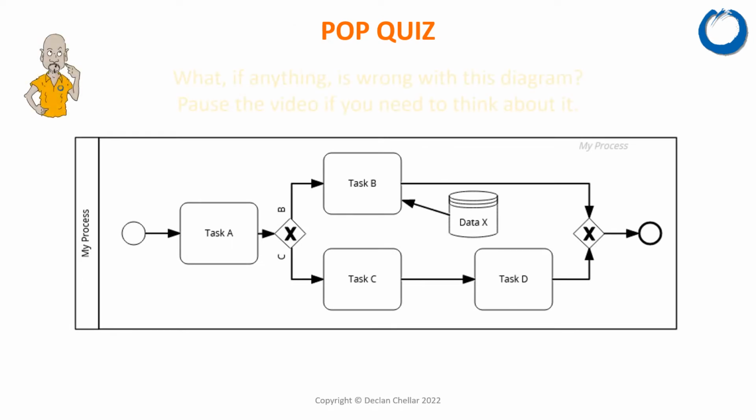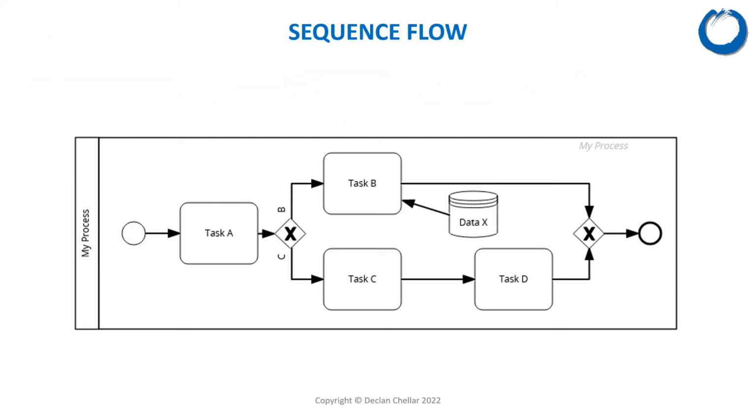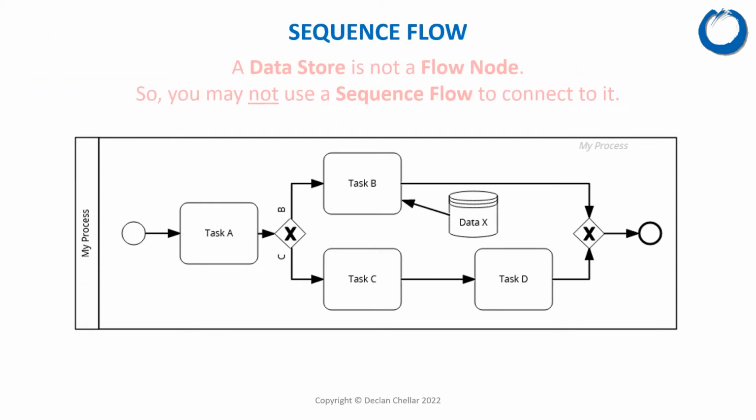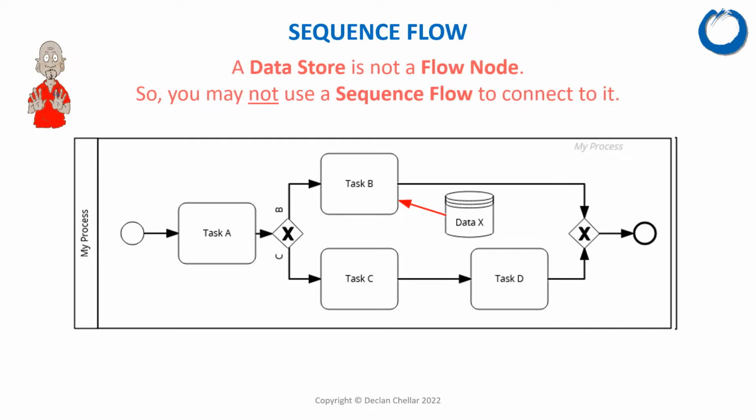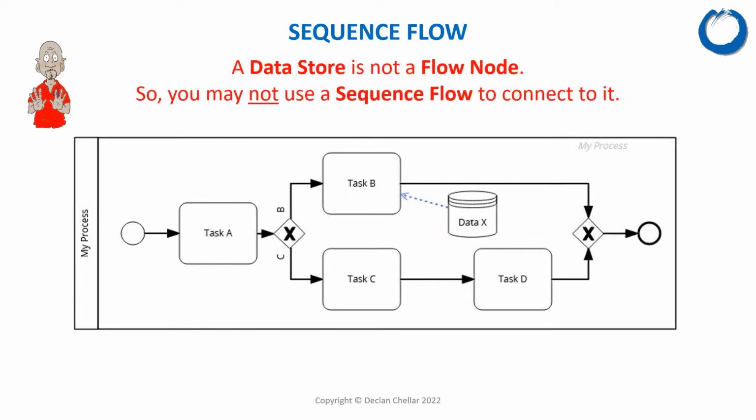What, if anything, is wrong with this diagram? Pause the video if you need to think about it. A data store is not a flow node, so you may not use a sequence flow to connect to it. We'll cover data objects in a future video.